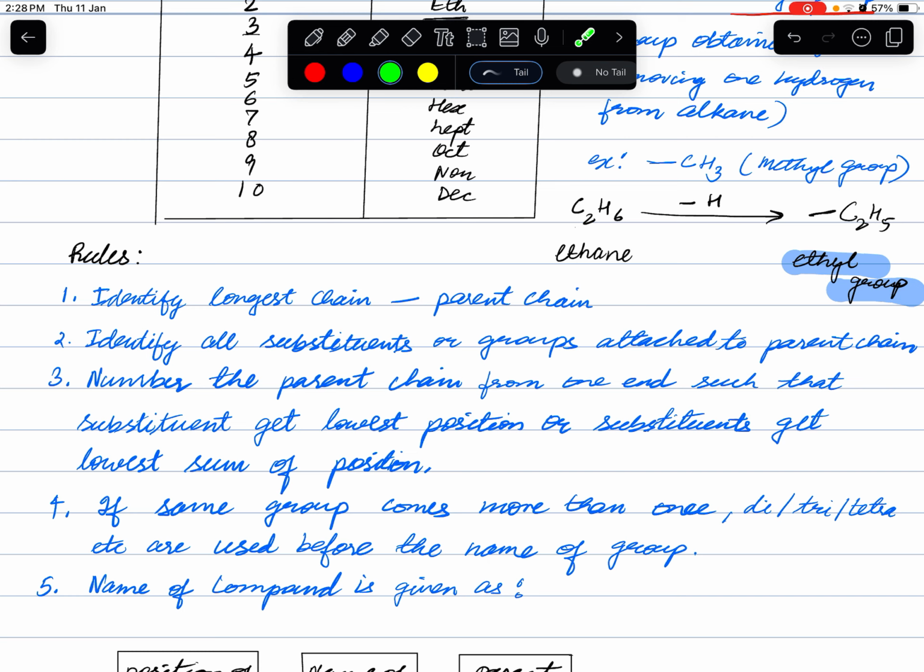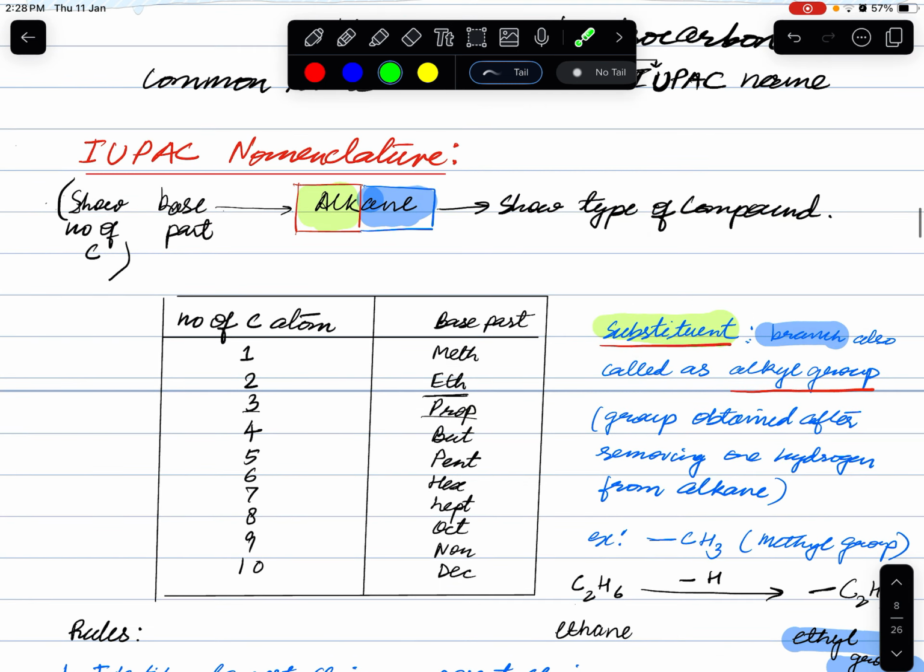It will not be breaking at any point. We should have a continuous chain of carbon atoms. So we will identify that longest chain, which we call the parent chain. We give the parent name to the compound. Okay, how is the parent name given? This is how the parent name is given.